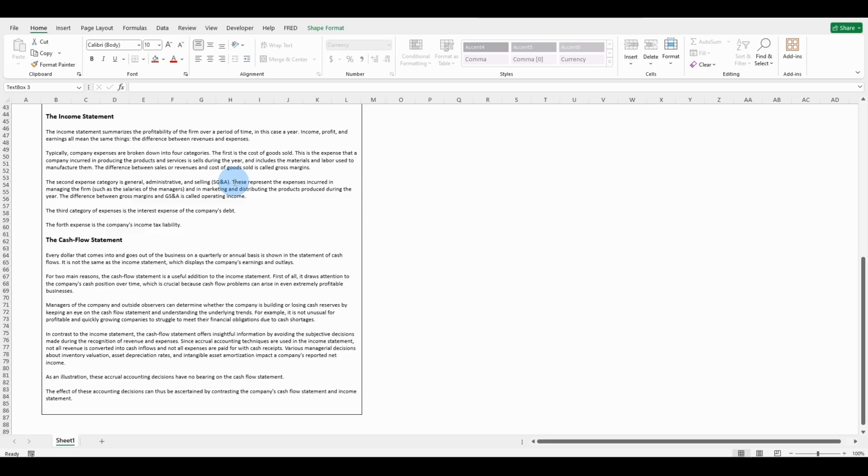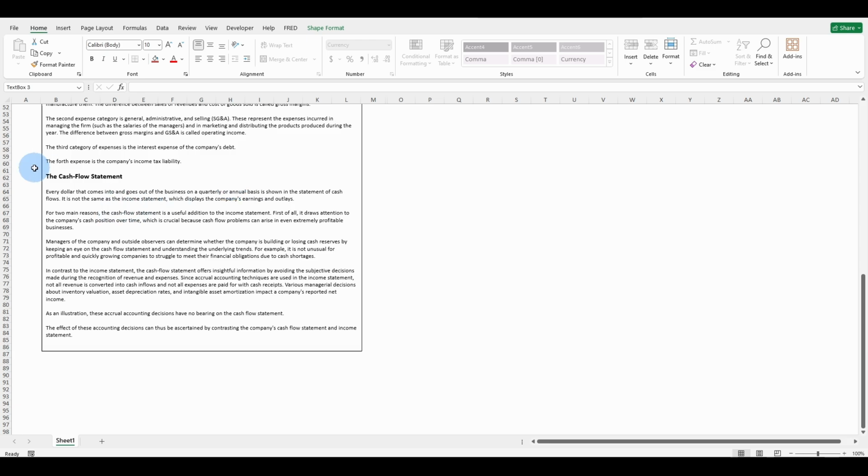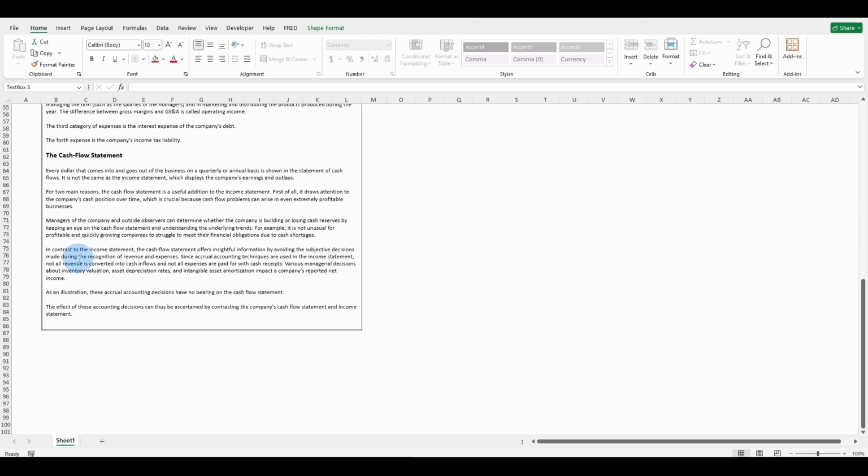Cash flow statement. Every dollar that comes into and goes out of the business on a quarterly or annual basis is shown in the statement of cash flows. It is not the same as the income statement, which displays the company's earnings and outlays. For 2 main reasons, the cash flow statement is a useful addition to the income statement. First of all, it draws attention to the company's cash position over time, which is crucial because cash flow problems can arise in even extremely profitable businesses. Managers of the company and outside observers can determine whether the company is building or losing cash reserves by keeping an eye on the cash flow statement and understanding the underlying trends.